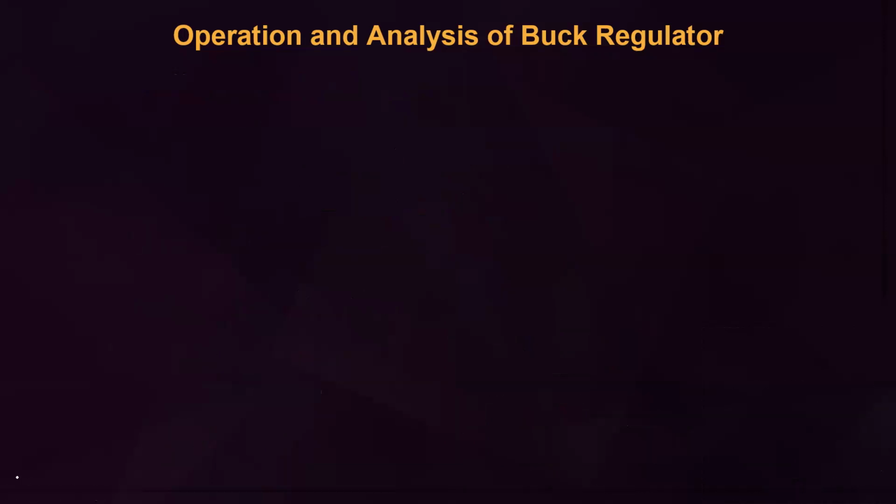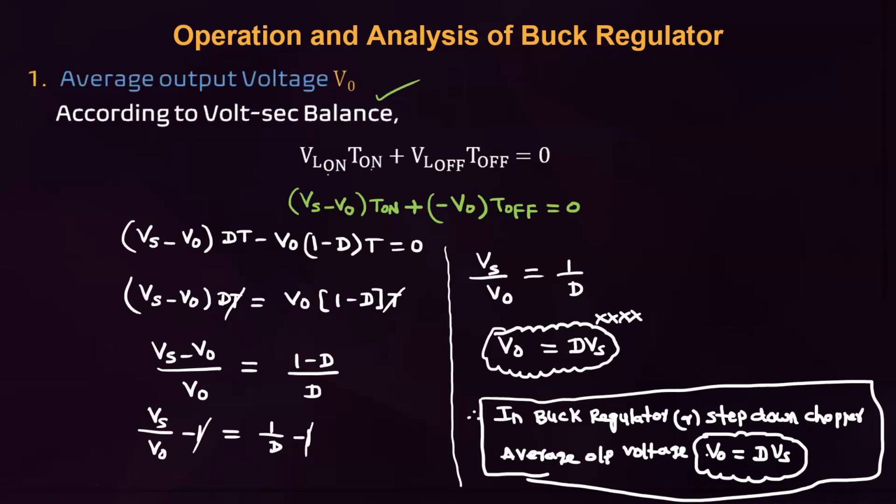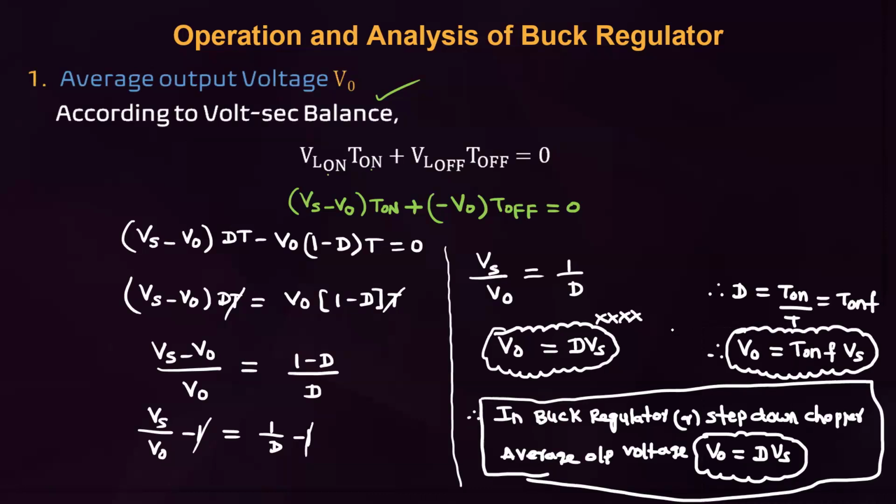But you have the doubt here, sir, why is the name given as step down chopper? V not equal to dVs, where d equals duty cycle, that is T on by T. This is equal to T on into F, since 1 by T is F. That's why we can also write V not equal to T on into F into Vs. This is one more formula. D equal to T on by T, duty cycle.